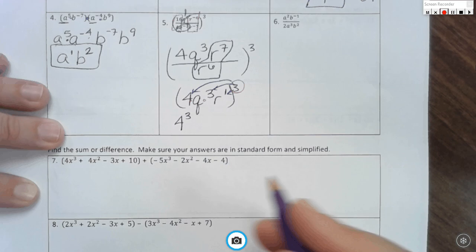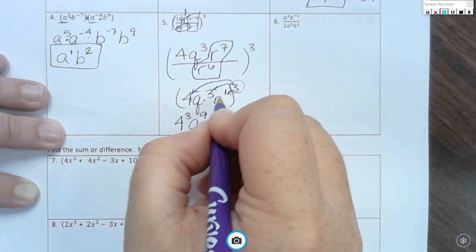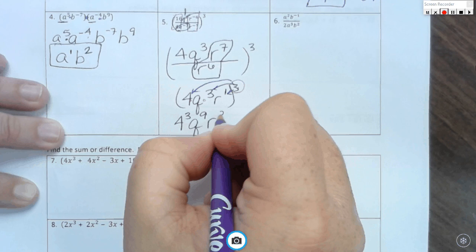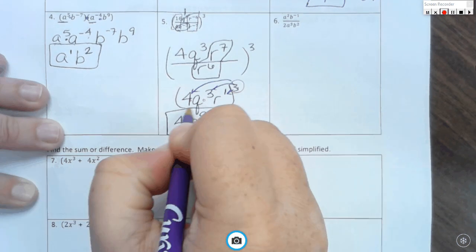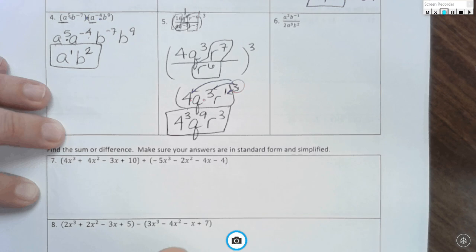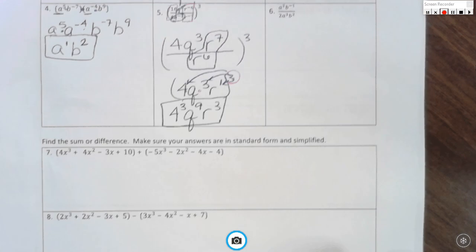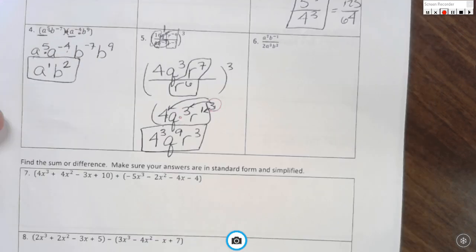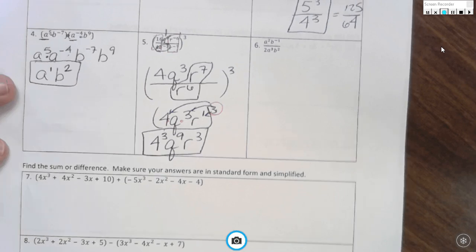4 to the third, Q to the 9th. If I raise a power to a power, I multiply, and again, multiply. So 4 cubed, Q to the 9th, R to the third would be my solution there. On to number 6. For number 6, I don't have any parentheses, so I just have this fraction.